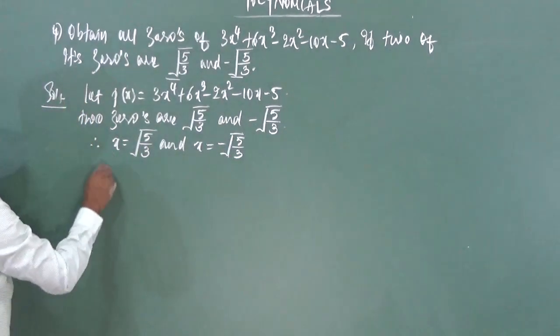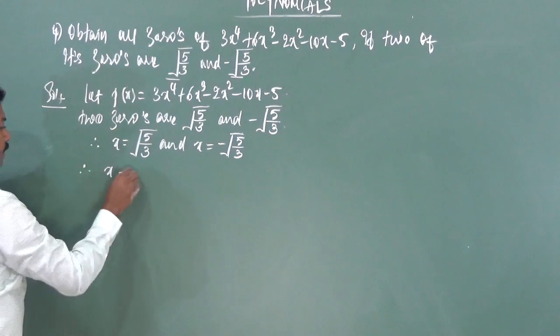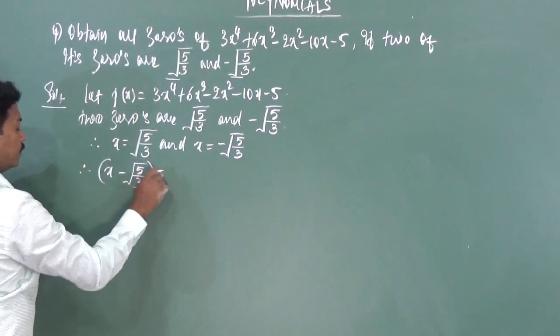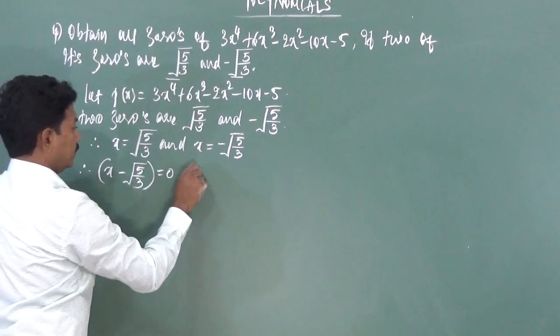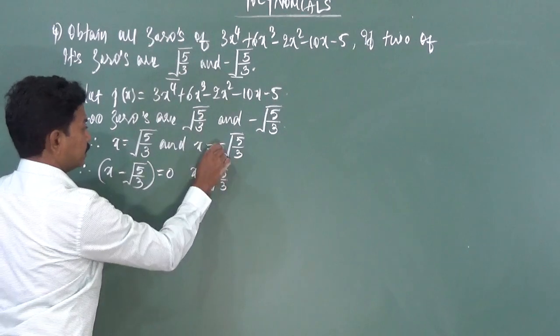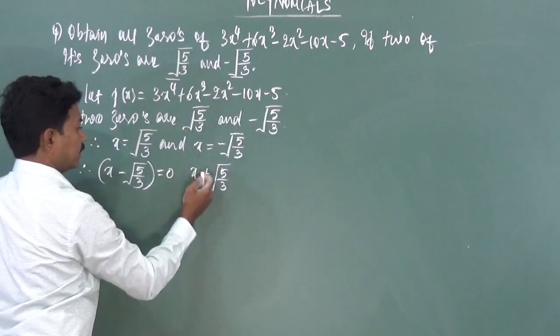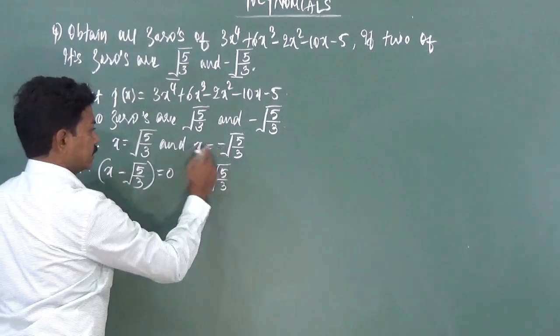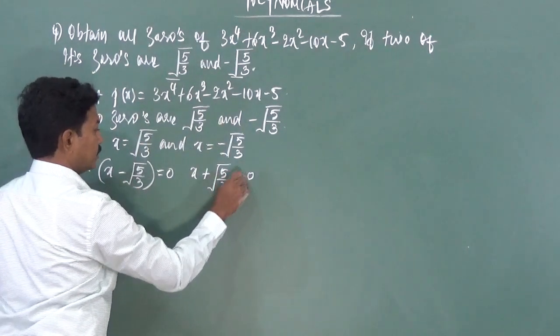Right. So we'll take it inside. So x minus root 5 by 3 will be equal to 0, and here x plus root 5 by 3, because it has minus root 5 by 3. When it comes inside, that is to the LHS, when it gets transposed, its sign changes from minus to plus, which is equal to 0.